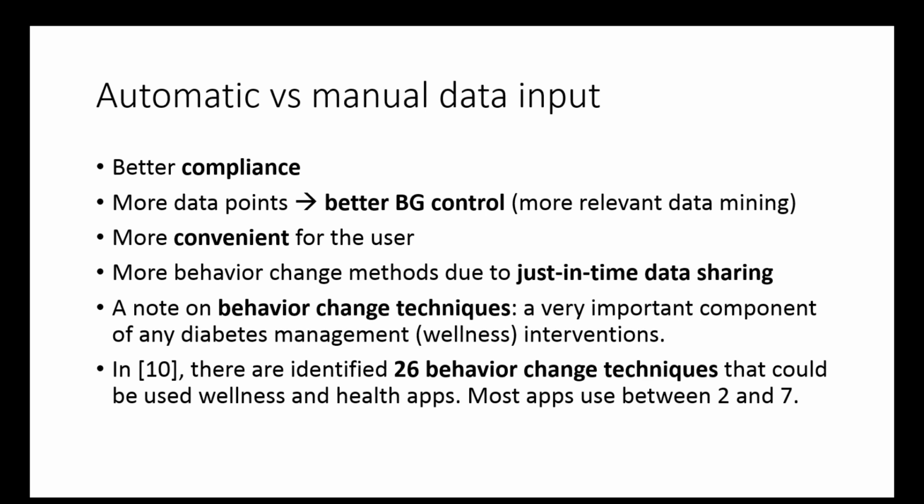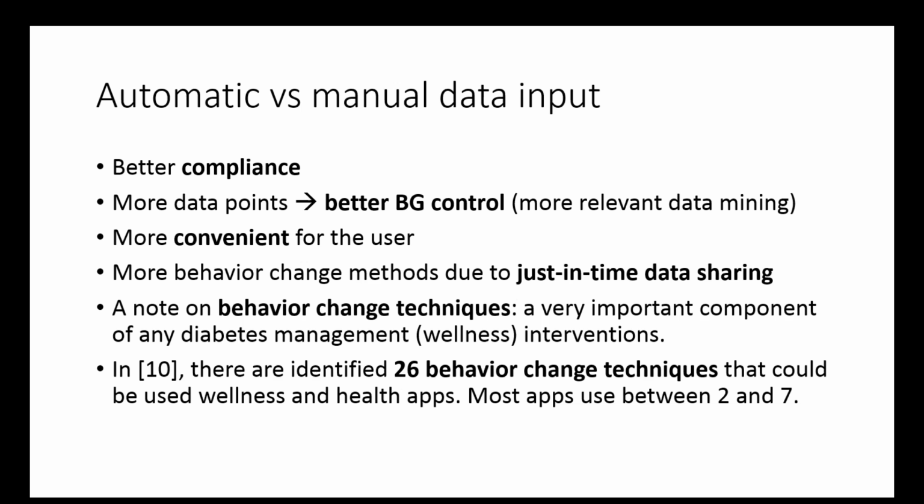Also, you can enable more behavior change methods because you have just-in-time data sharing. It's one thing where I know I'm doing something wrong right now, and I say, don't do it, don't eat that hot dog, as opposed to having remorse, I shouldn't have had it. So I think this is a big change.